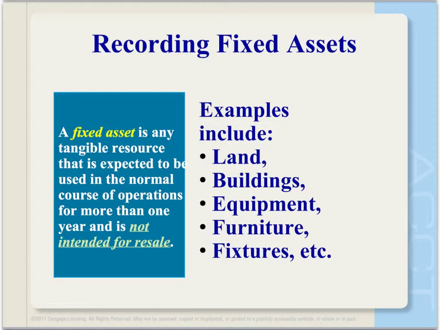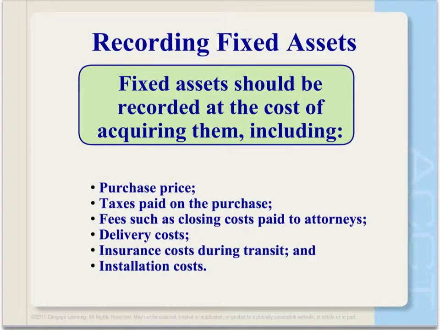Examples include land, buildings, equipment, and furniture and fixtures. Recording of fixed assets, we have to take a look at the following items. Included in the cost of the fixed asset is the purchase price, taxes paid on the purchase, fees such as any closing costs paid to attorneys or commissions, any delivery costs, insurance costs that are during transit.